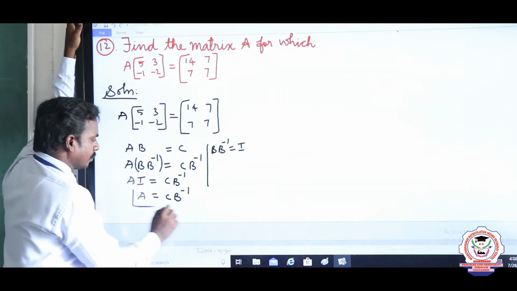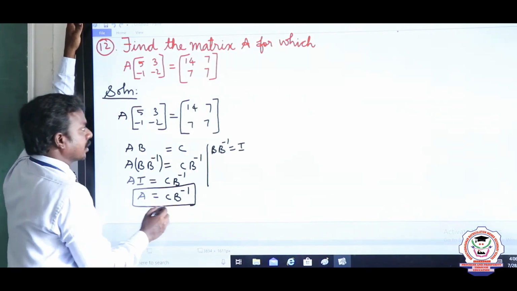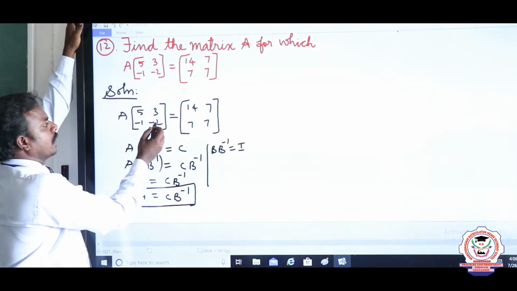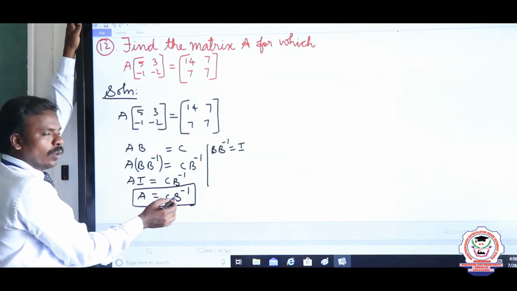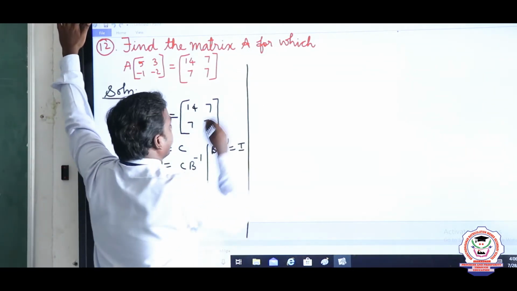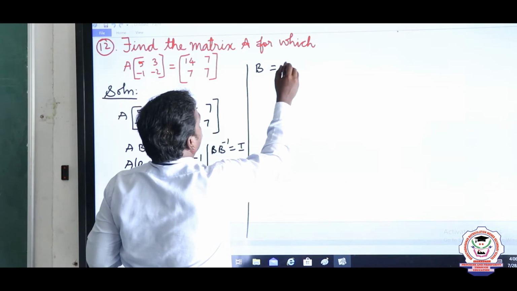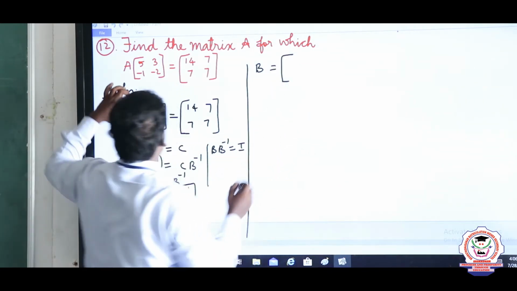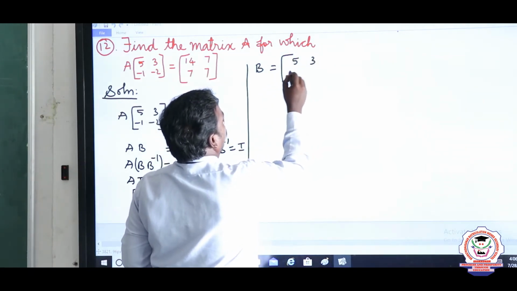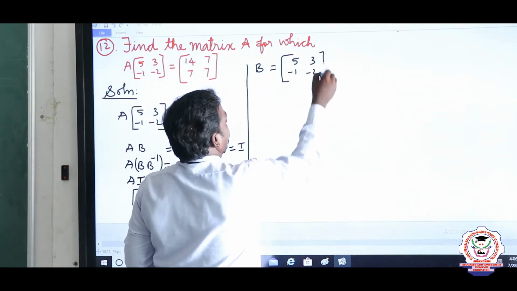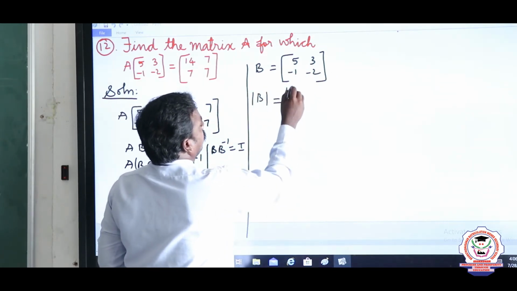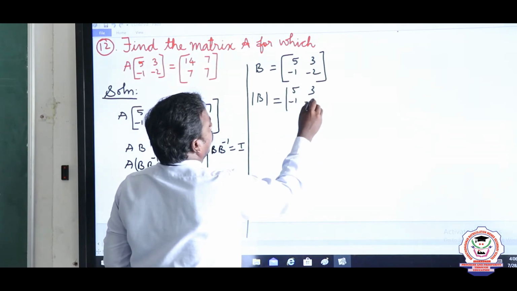So I know the B matrix and the C matrix. C is 14 7 7 7, and the B matrix is 5 3 -1 -2. From this, first I want to find B inverse. To find B inverse, listen, the B matrix is 5 3 -1 -2. First find the determinant of B.